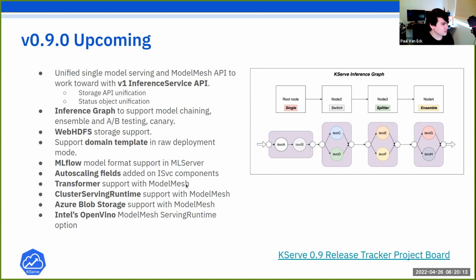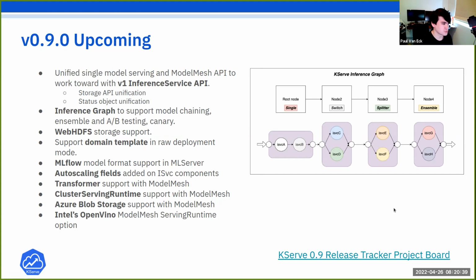The following, I think, are all model mesh enhancements. We have transformer support with model mesh. Before it was just predictor oriented, but now transformers will be able to be used. Then we have cluster serving runtime support with model mesh. Currently model mesh only supports the namespace scoped serving runtimes and not the cluster serving runtimes, so we just improve parity with Kserve.